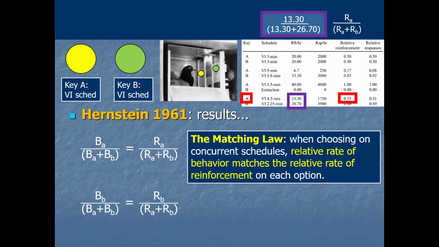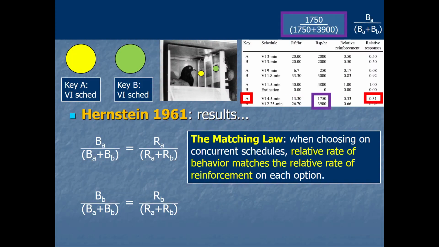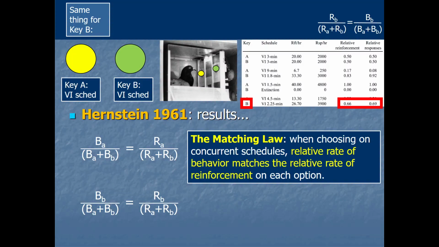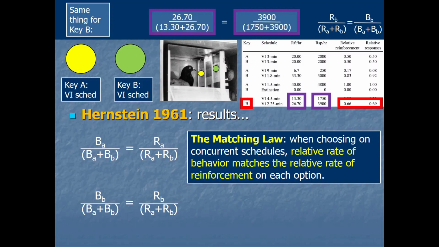And then we can calculate the left side, their behavior, by looking at the data on their actual behavior. So how much relatively did they do on key A? Well, we would just plug in their behavior sub A, so B sub A, their behavior on the A key, 1750, out of 1750 plus 3900. Again, I've highlighted it in purple here, but that comes out to, if you plug it in, 0.31, about 31%. So for key A, the matching law was pretty close. Same thing for key B. We can run through the same thing, and you see the matching law is pretty close. 0.66 and 0.69. So they're roughly equal.